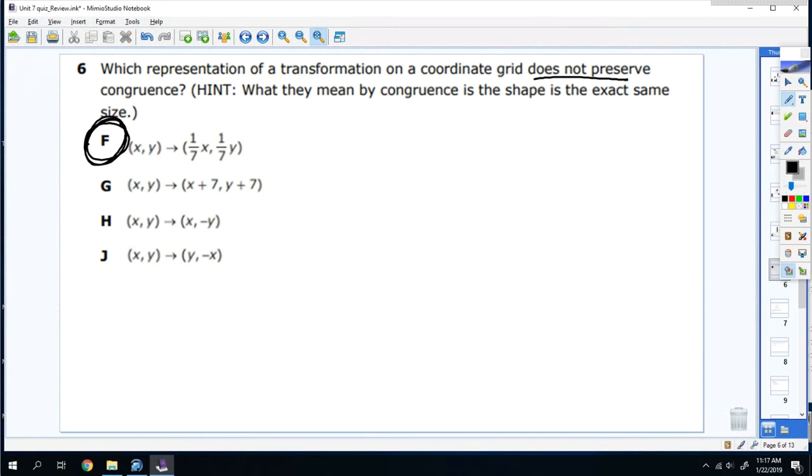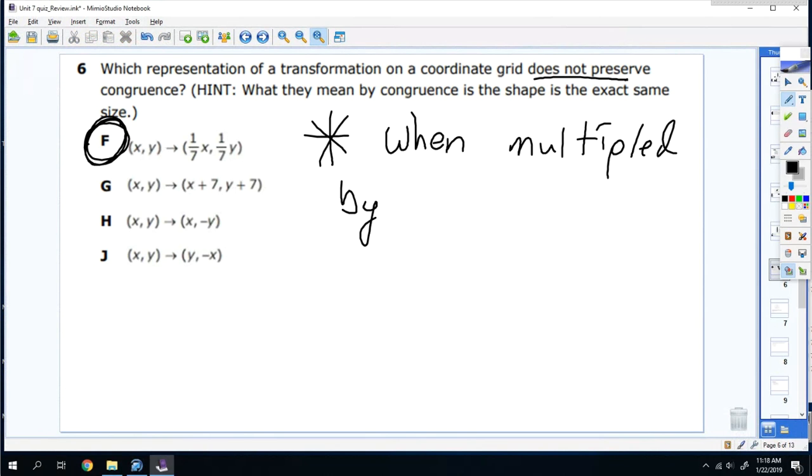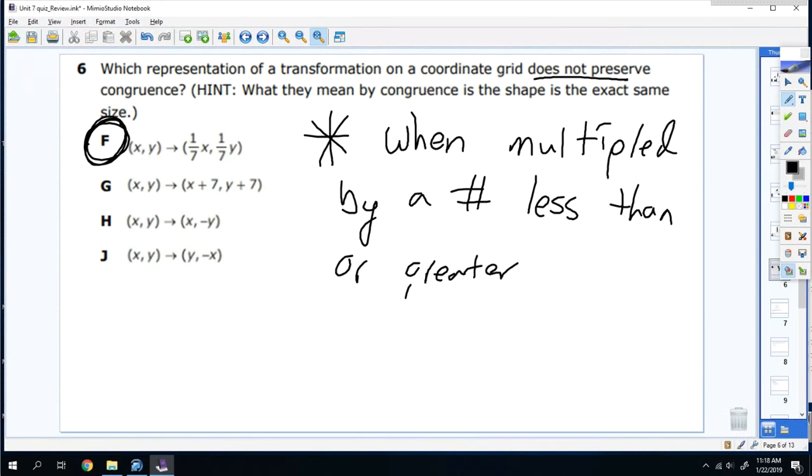Okay, so off to the side, you can say when multiplied by a number less than or greater than 1, size changes. Nothing else will change the size. Everything else will keep the exact same size, just move it around the coordinate grid.